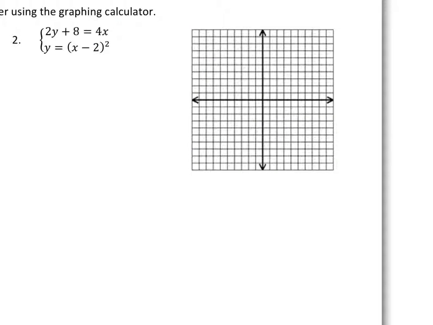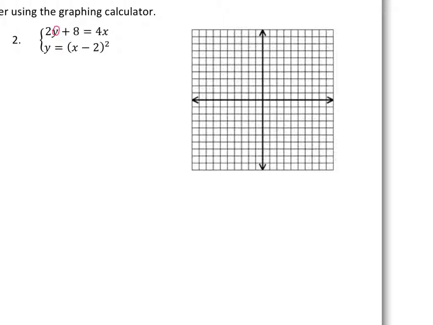In this next system, number 2, I see that I have a linear equation for my first equation. My second equation is a quadratic. So we're going to have to use what we learned from the parent functions on graphing a quadratic to graph the second one. But for this first one, all I need to do is get my y by itself, and then I will have it in slope-intercept form.